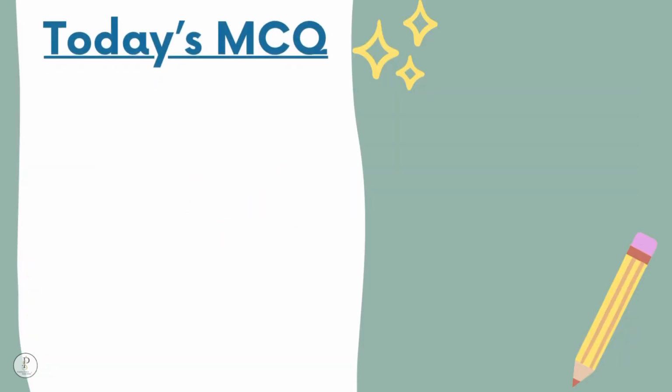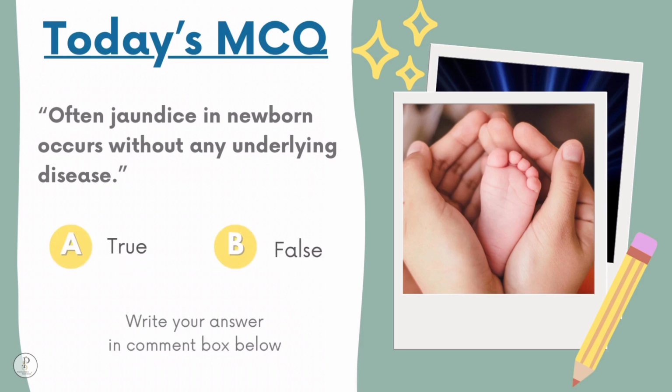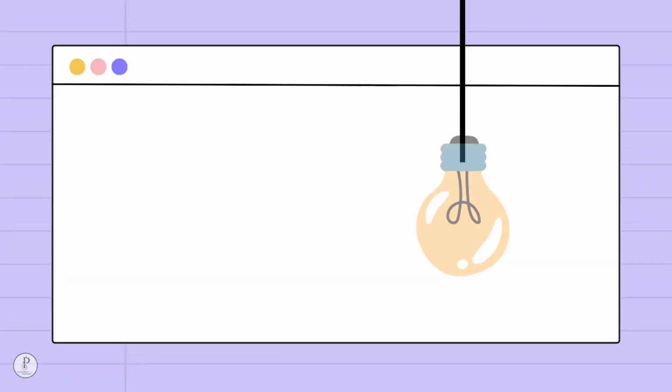Quiz time. Today's MCQ. Often jaundice in newborn occurs without any underlying disease. True or false? Write your answer in comment box below.